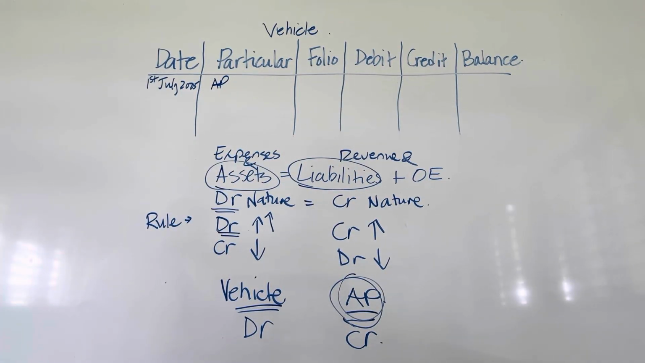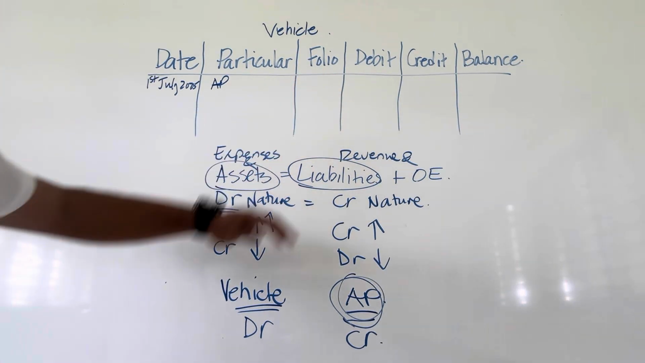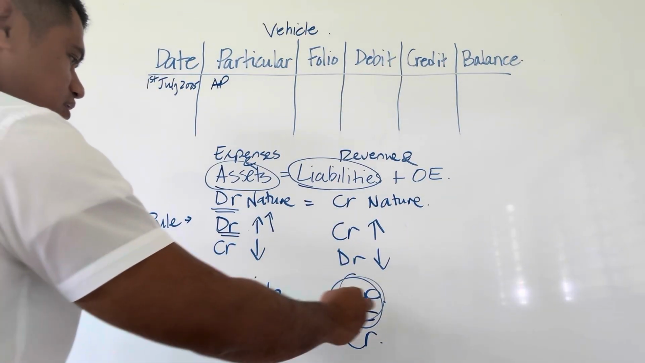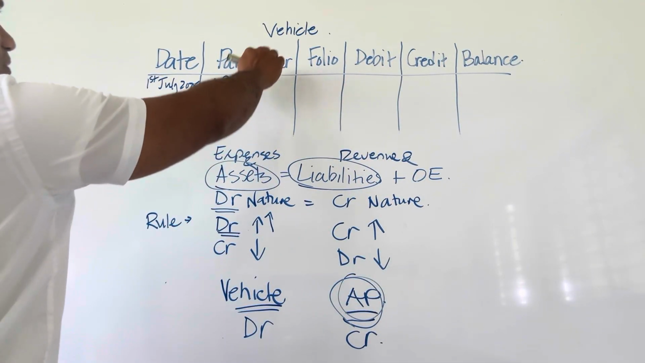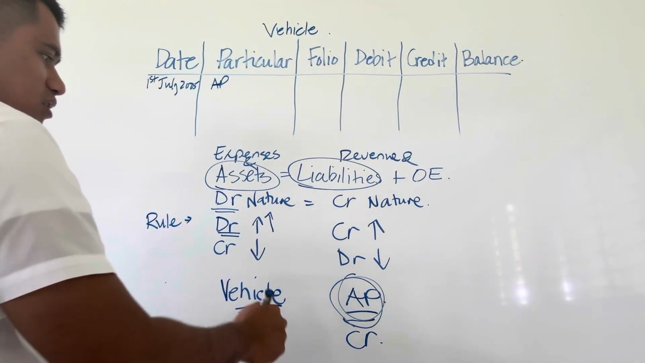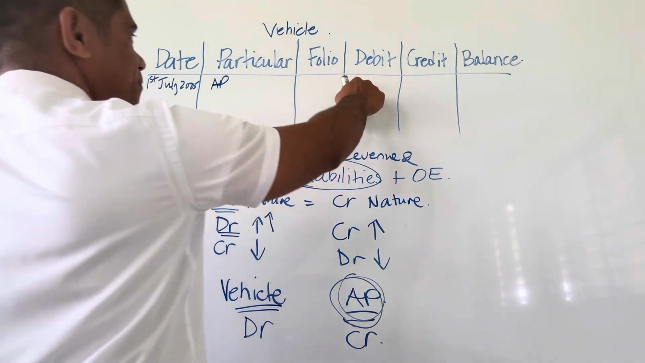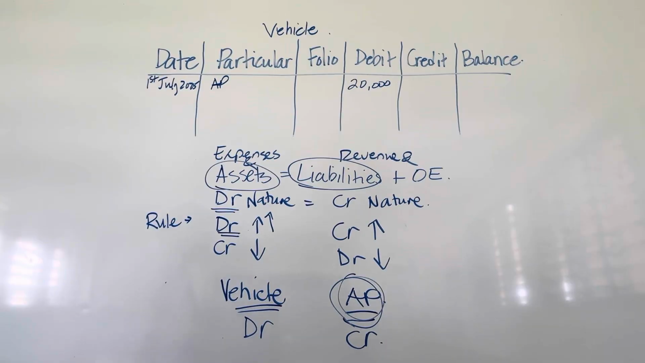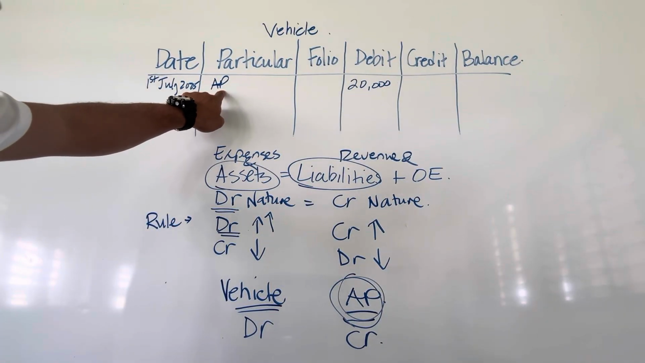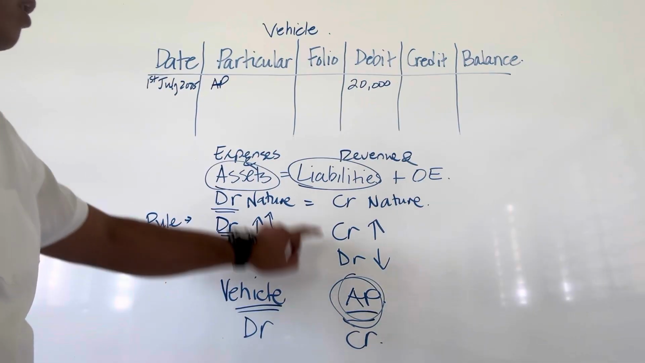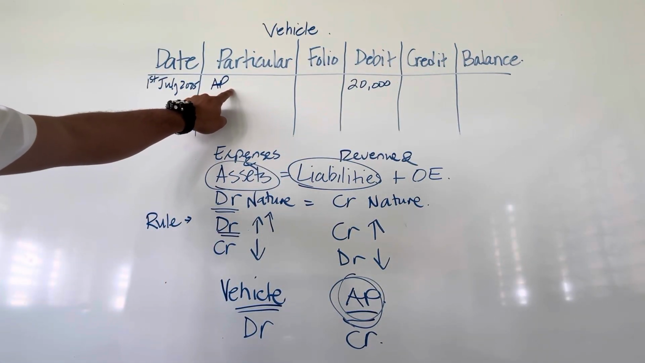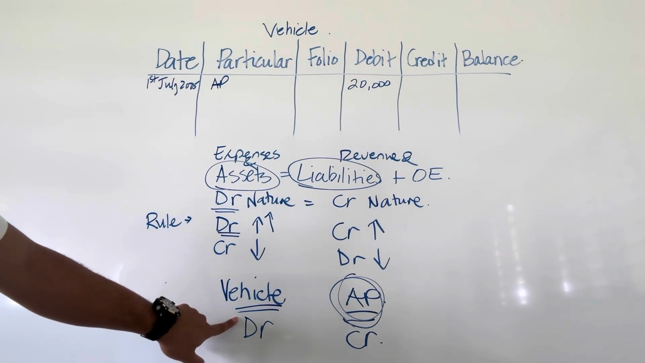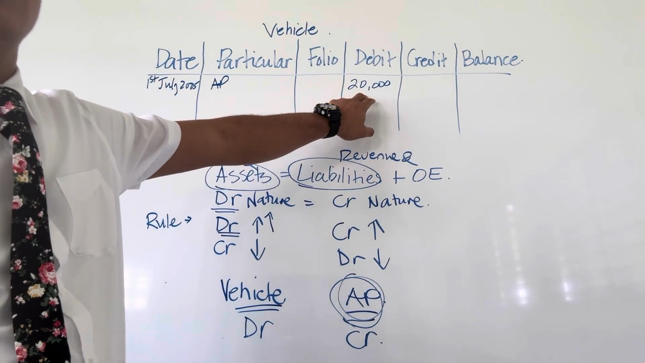So accounts payable, let's skip the folio this time. We debit the vehicle and credit accounts payable. Because we are preparing the ledger for vehicle, the amount of 20,000 should be recorded under the debit column. So that is 20,000. The particular is accounts payable, but the entry is done in the vehicle ledger because vehicle is debited in this transaction.